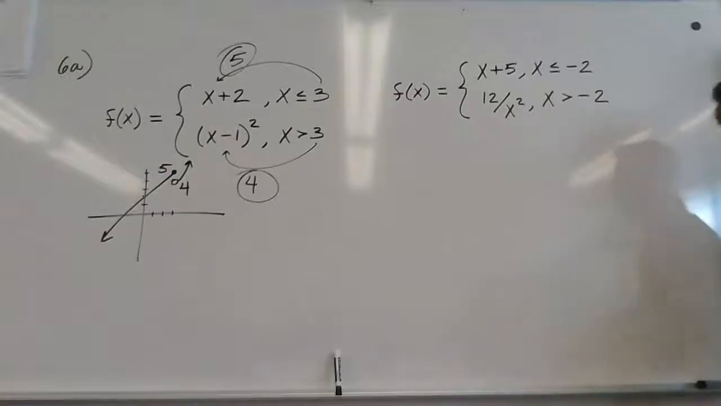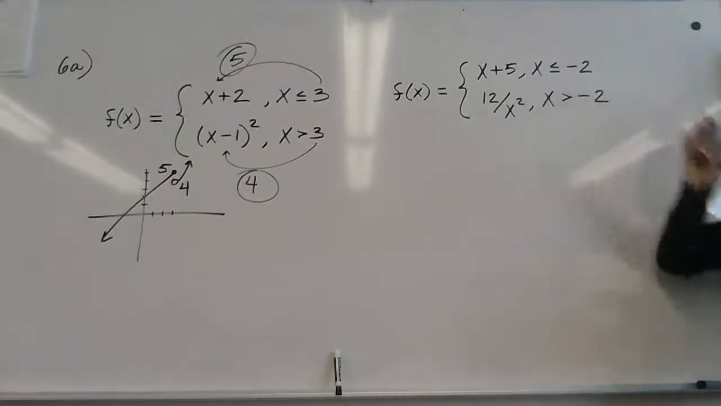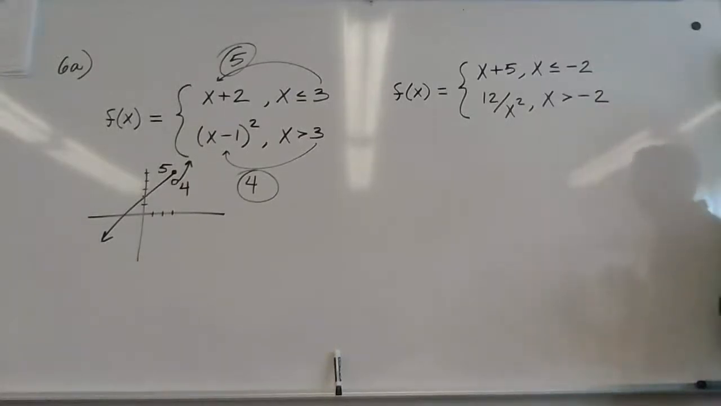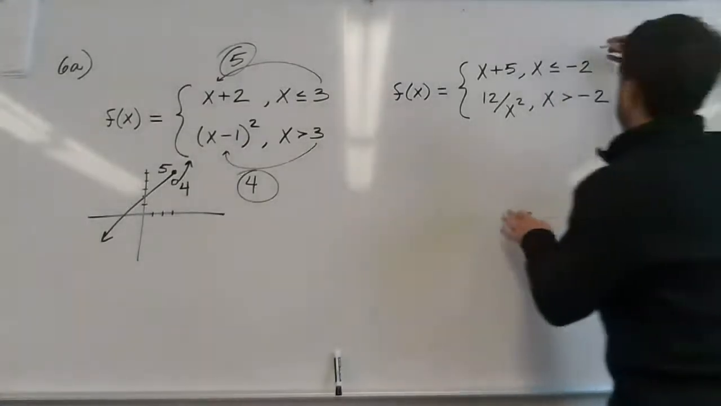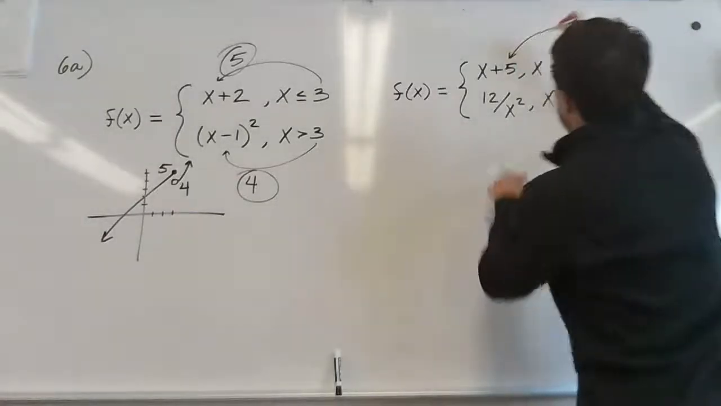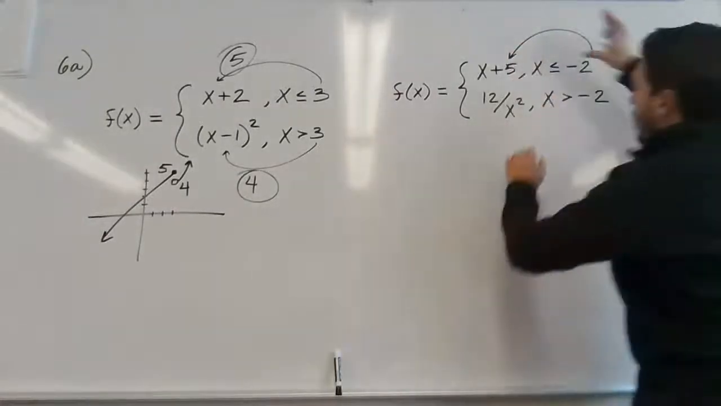All right, so let's look at it. Let's focus on -2 first. Is there a jump on this function at -2? No. How come you know it's not a jump? They both equal the same y value. Yeah. Plug -2 in. Why did I point to the 5?